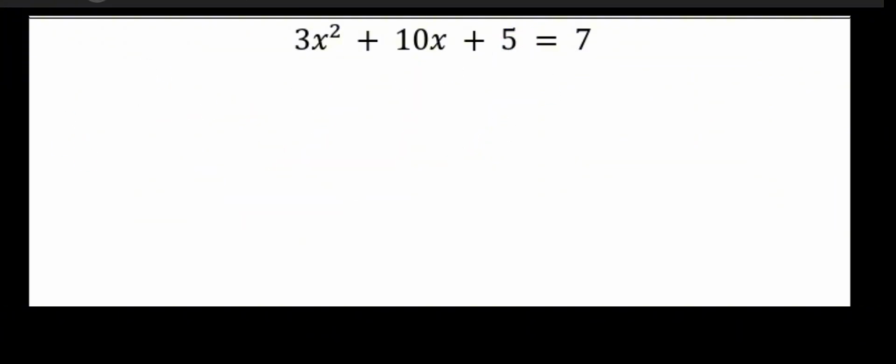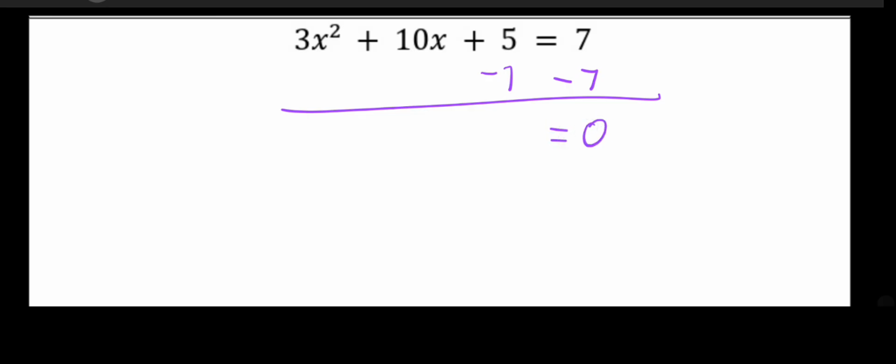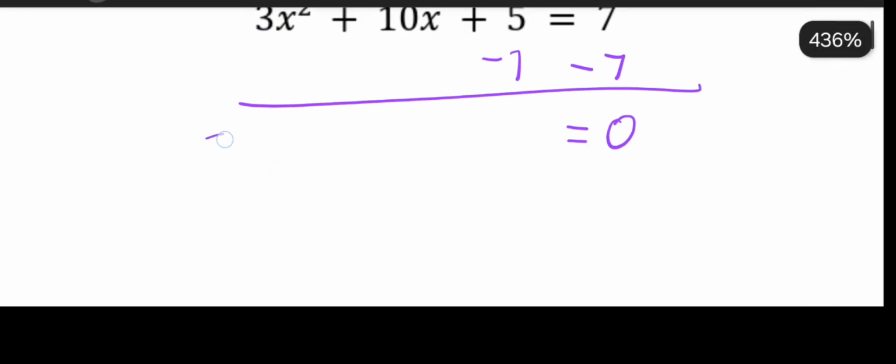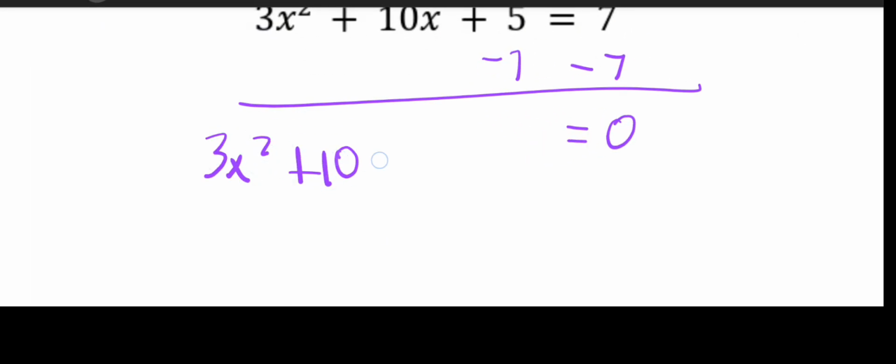Firstly, before we can even begin, we have to get this whole equation to equal 0. But as of right now, that's not the case. So we're going to subtract the 7 on both sides, because whatever you do to one side, you have to do to the other to make this side 0. And that will get us to 3x squared plus 10x minus 2, which is equal to 0.